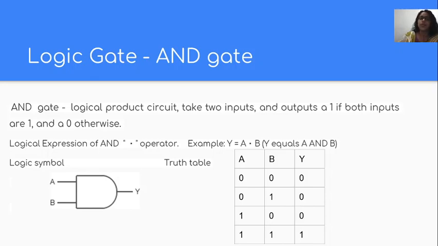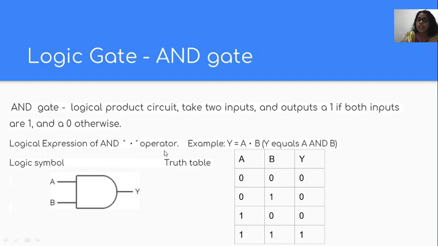Let's see what an AND gate is. An AND gate uses the logical product of inputs. So it is a logical product circuit. It takes two inputs and will have one output, and its output will be 1 if both the inputs are 1, and 0 otherwise. The logical expression of AND is a dot.